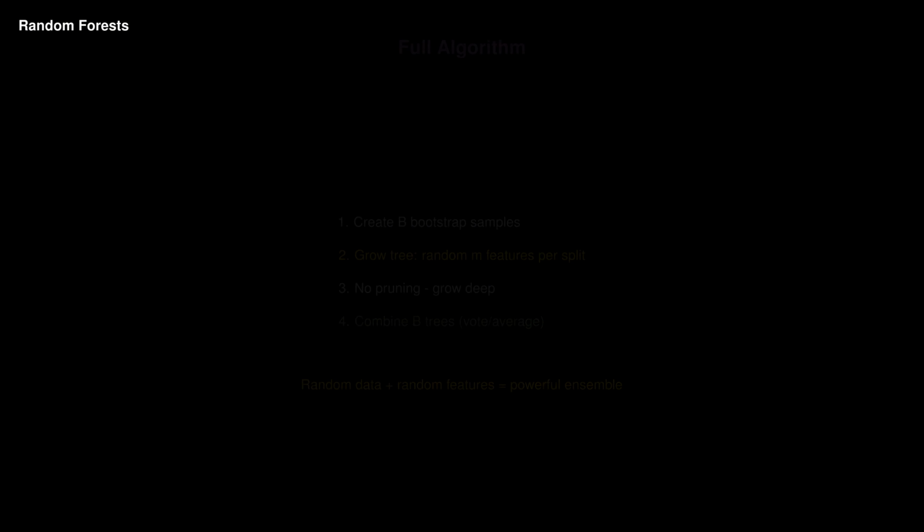To summarize, random forests build on bagging by adding feature randomness at each split. This decorrelates the individual trees, which makes the ensemble much more effective at reducing variance. Random forests are fast to train, hard to overfit, and work well out of the box with minimal tuning. They are the go-to first choice for many practitioners.